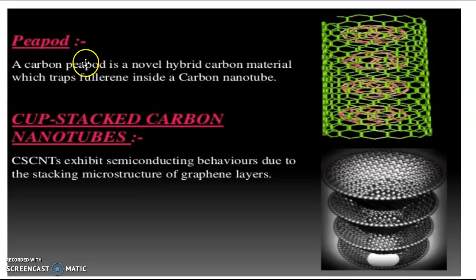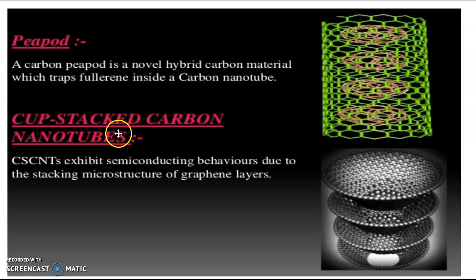And then one is the peapod. The carbon peapod is a novel hybrid carbon material which traps fullerenes inside a carbon nanotube. You can see in the image, this green colored nanotube has light colored fullerene structures, football-like structures, inside the nanotube. When you open this, you will see a pea-pod structure.